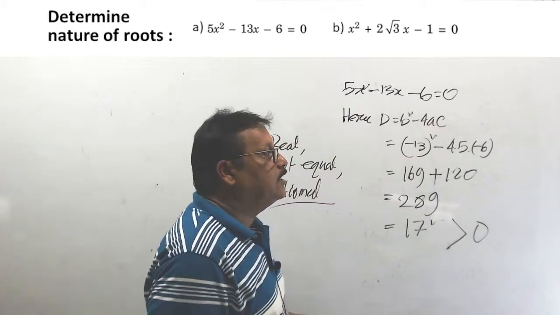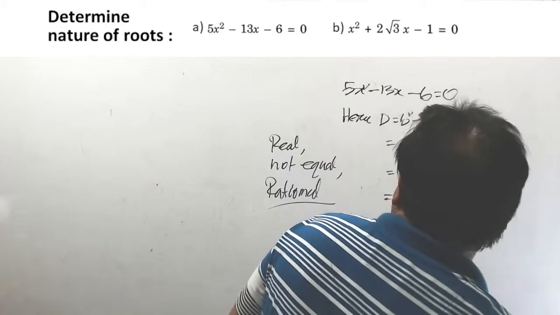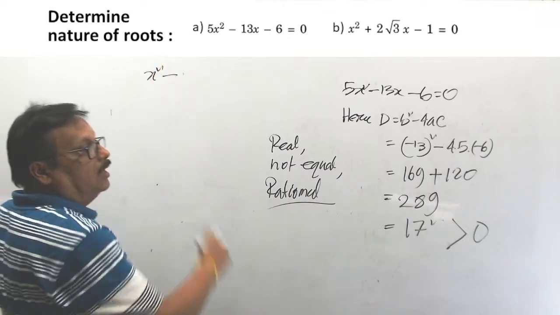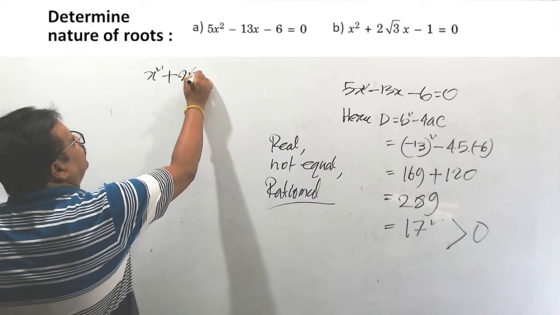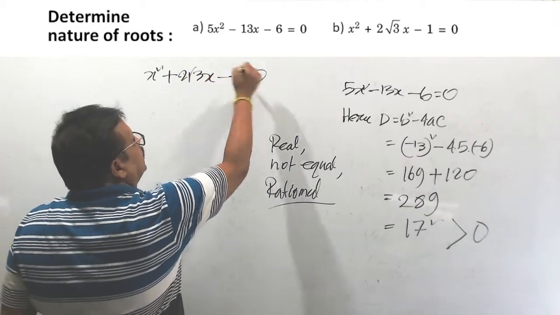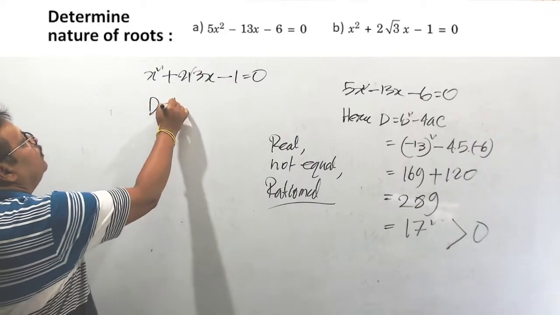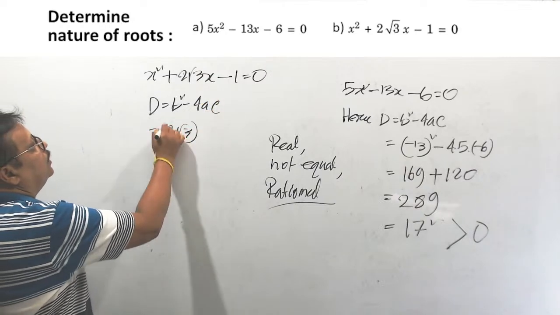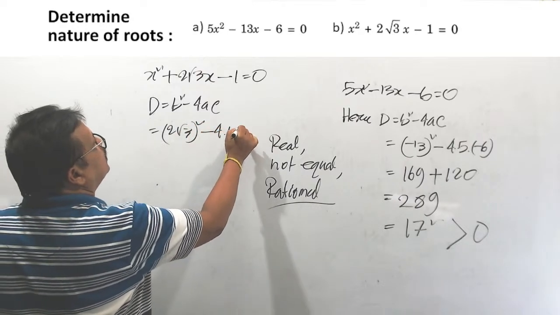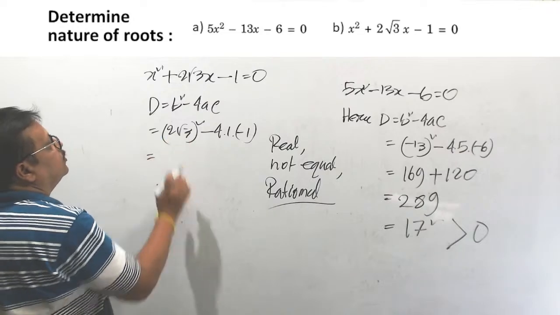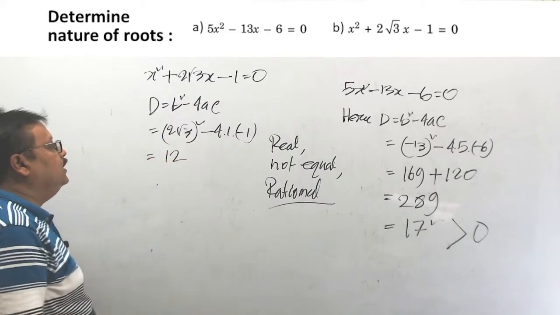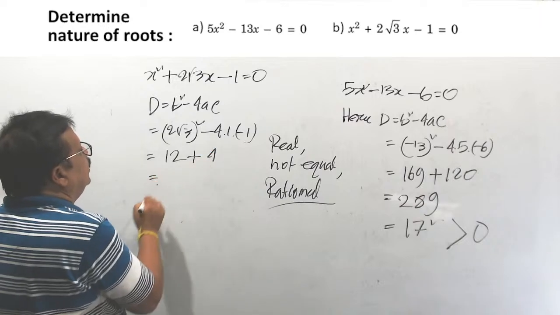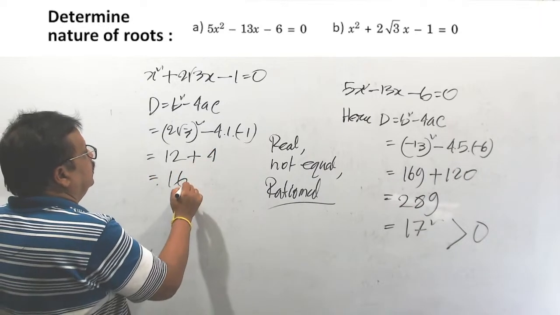Understood? Now come to the next problem. Come to the next one. Okay, I'm doing here x square plus 2 root 3 x minus 1 equals to 0. Okay, here D is equal to what? D is equal to b square minus 4ac. D is equal to b square, that is 2 root 3 square, minus 4 into a, which is 1, c is equal to minus 1, right? That is 4 into 3, 12. Is it? Minus minus plus 4. That means what? 16. Of course, greater than 0.